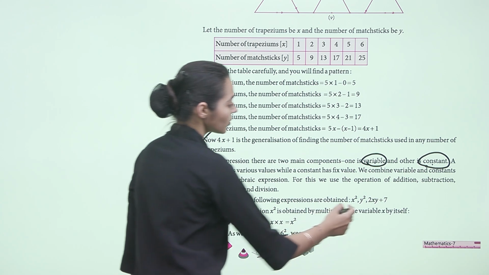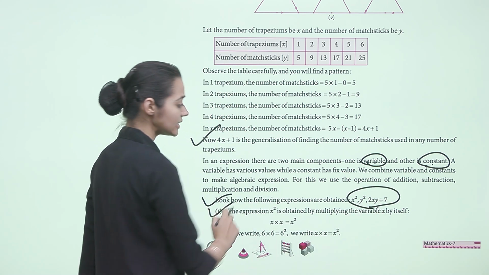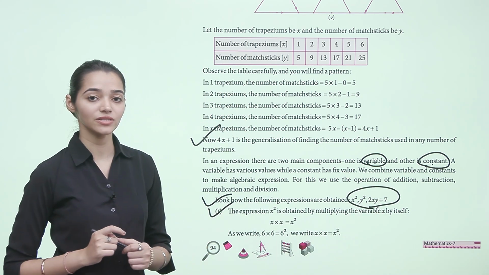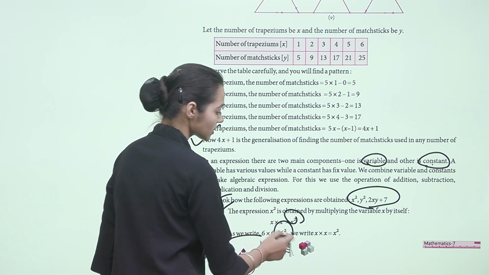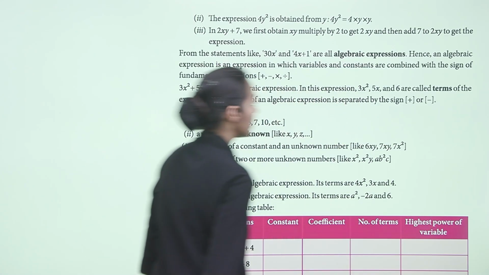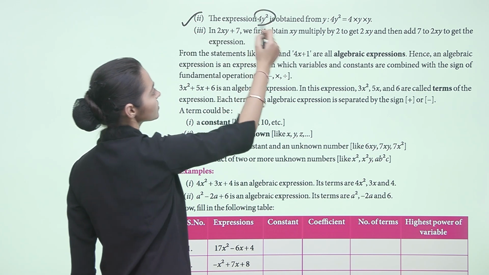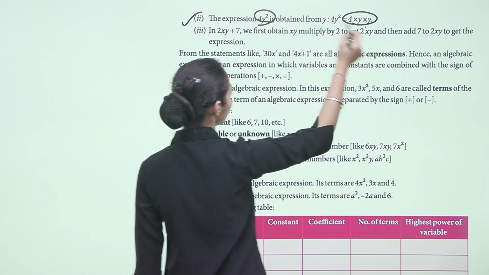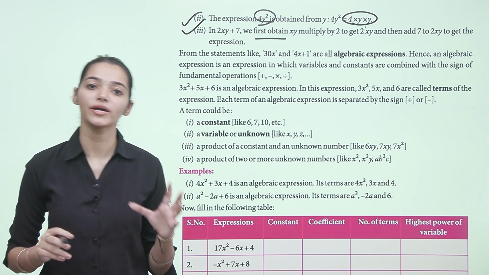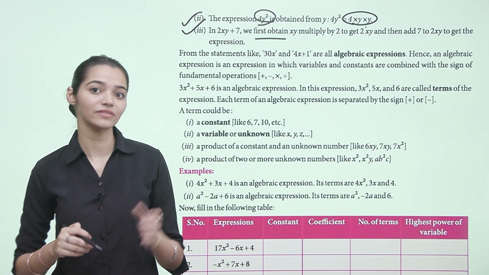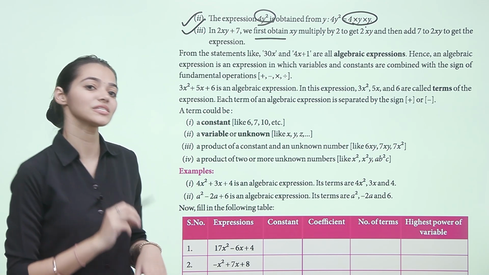Now look at how the following patterns are obtained. This expression is obtained by multiplying the variable x by itself, so it is x square. We can also write it as 6 square. Similarly, this expression is obtained from 4 into y. For this expression, firstly we multiply x by y to get 2xy and then we add 7 to it, so it becomes 2xy plus 7.